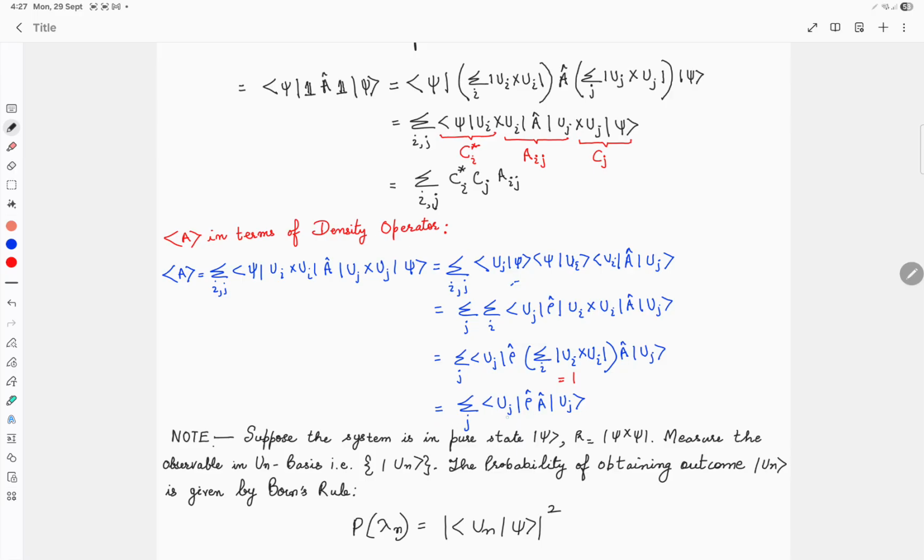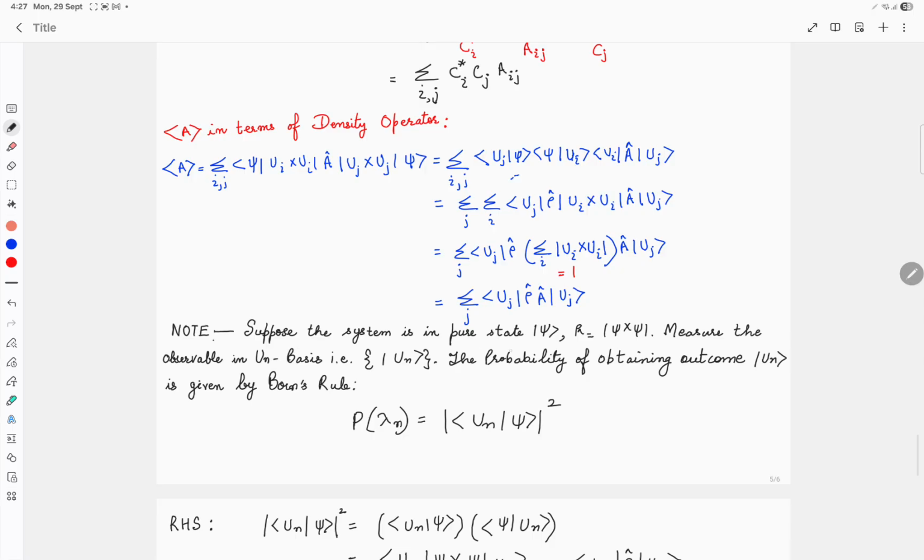So this is equal to uj rho a uj. So that means what I'm trying to prove here, I'm trying to calculate the expectation value of this operator A, but I should calculate the expectation value using the density operator. Now if you do a little bit of mathematics here, you will arrive at this result, which is equal to uj rho a uj. So this is putting the expectation value in terms of the density operator.